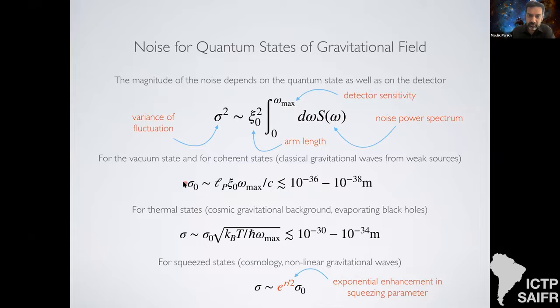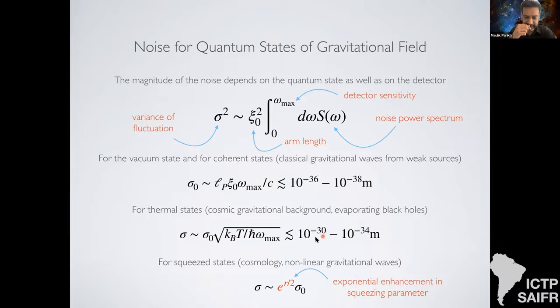And when we plug this in for the case of LIGO, we find that unfortunately, and probably as Dyson intuitively expected, at least for the vacuum state or for coherent states, the size of that fluctuation is absolutely unobservable, right? It's Planckian, essentially. For thermal states, like cosmic gravitational background or evaporating Hawking black holes, it's a little bit better, but still far outside the realm of observability. Here you might imagine that the temperature of the black hole could be arbitrarily high, but of course the hotter the black hole, the smaller it is, and so the angular measurement unfortunately compensates for the benefits you gain from the high temperature, and so you don't get much of an improvement.